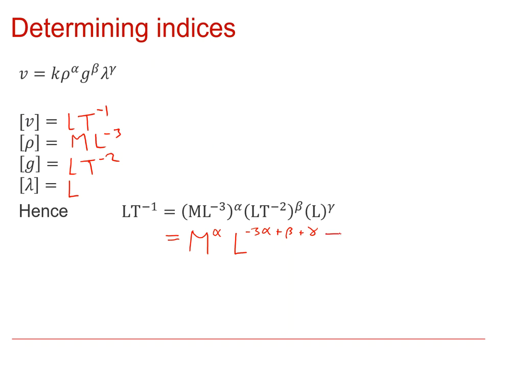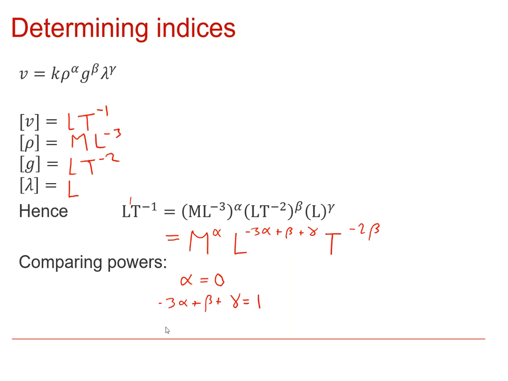Applying rules of indices here. And then t only appears in this one, so minus 2, and then to a power of beta, so it's to the power of minus 2 beta. So if we compare the powers on the left hand side and the right hand side, we see that for m, there's no m on this side, so that means that alpha must equal 0. For L, on this side it's effectively a power of 1, so that means that minus 3 alpha plus beta plus gamma equals 1, and for t, that's just minus 2 beta equals minus 1.